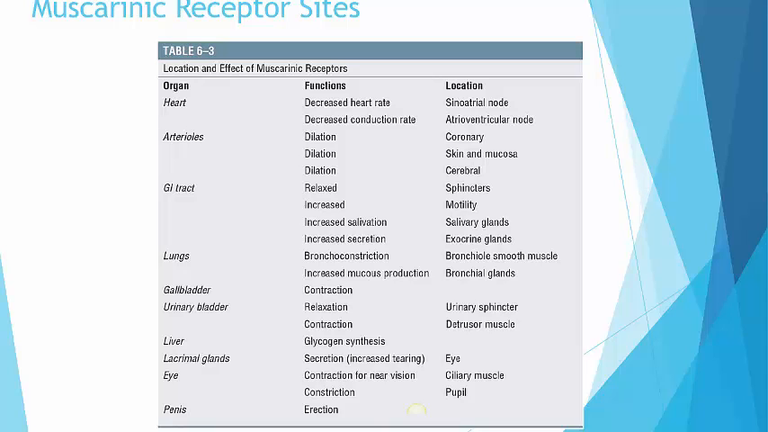You'll see it in the GI tract. It will release your sphincters, increase your gastric motility, increase your salivation for your salivary glands. You'll see it in your lungs with bronchoconstriction. You'll also see increased mucus production. You will see it in your gallbladder with contraction and releasing of the bile there. You'll see it in the urinary bladder for relaxation of that urinary sphincter. You'll see it in the liver for the glycogen synthesis, the lacrimal glands for the increased tearing, pupillary constriction, and it can also be responsible for erection in the penis.